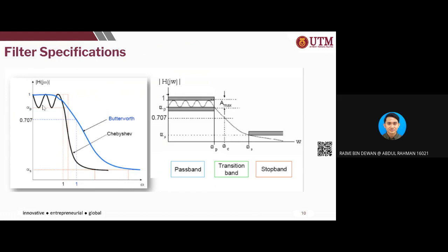As you can see, in the Chebyshev filter response, we have a ripple here. Do you see this? So the Chebyshev has ripple. And this ripple ranges from the maximum until the value of your passband gain.